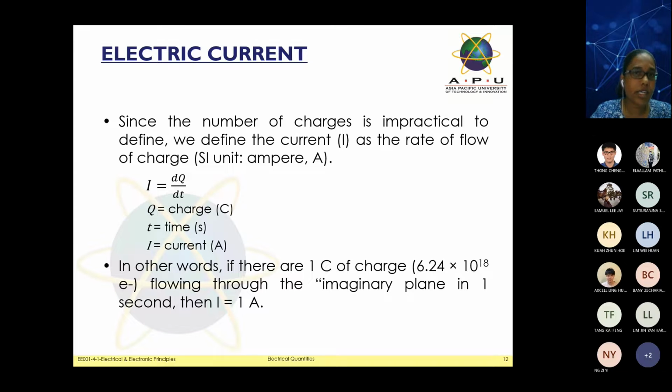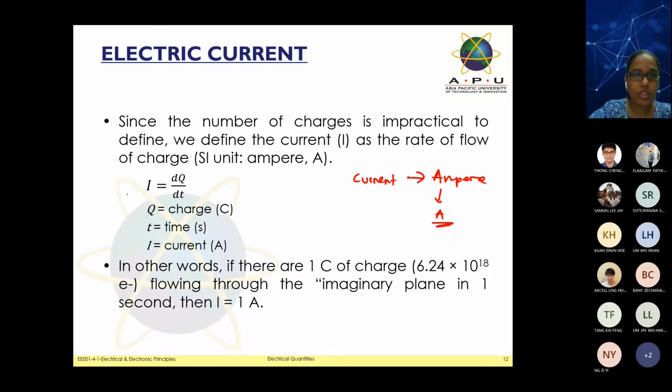The SI unit is the ampere. Remember, current is always measured in amperes, and the symbol we use is A. How to get this value of current flow is based on your circuit.